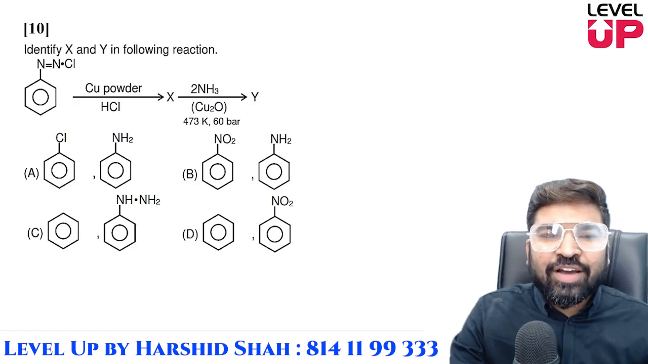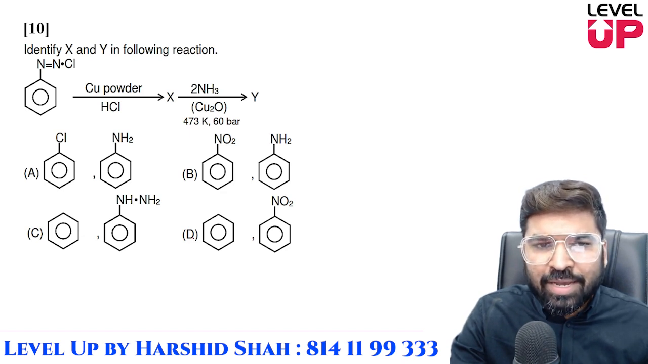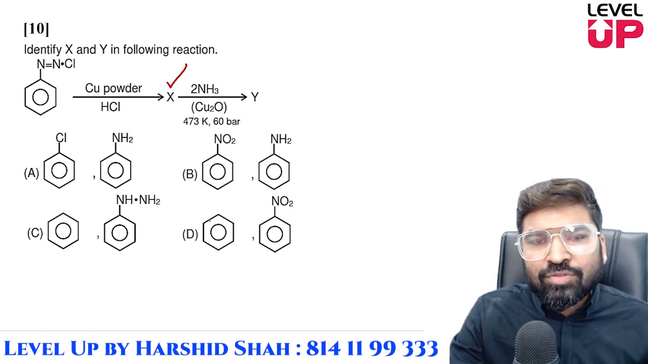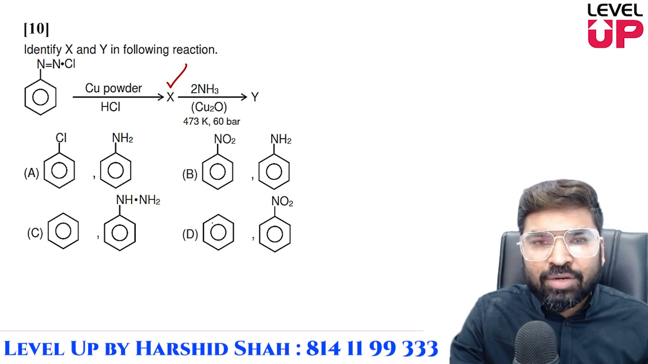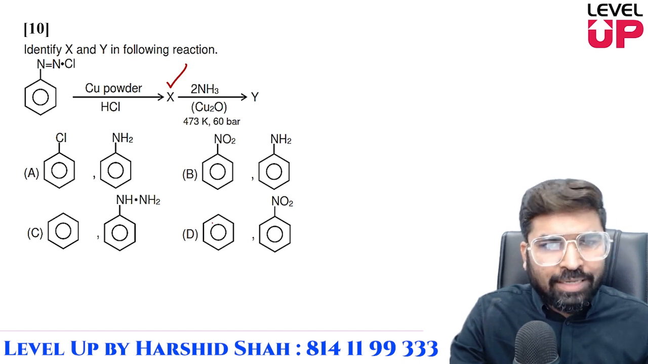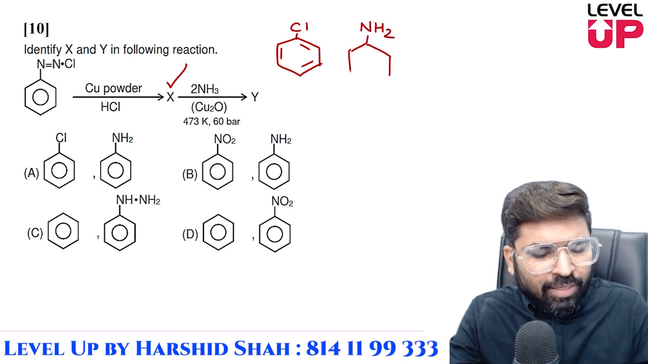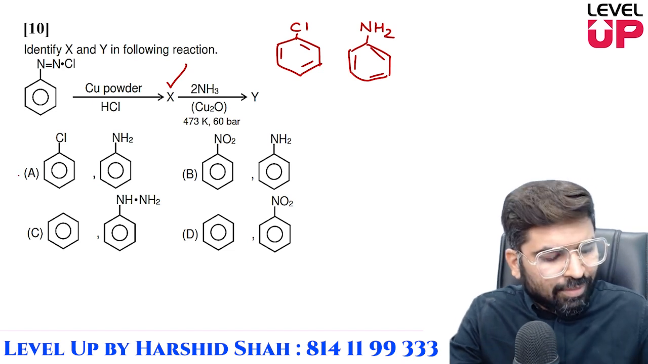Okay, identify this X and Y in the following reaction. Benzene diazonium chloride with copper powder and HCl, this is the Gattermann reaction, giving you definitely chlorobenzene. And chlorobenzene under the influence of Cu2O catalyst and temperature and pressure goes for ammonolysis. If you ammonolyze that substance, you are going to get NH2 onto benzene, which is aniline. So where are the options? Option A is the right answer.